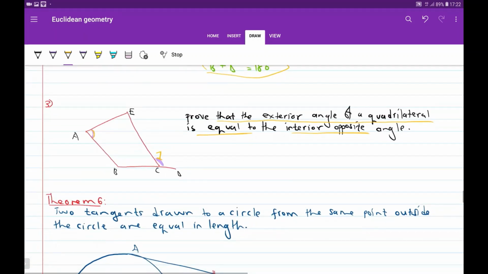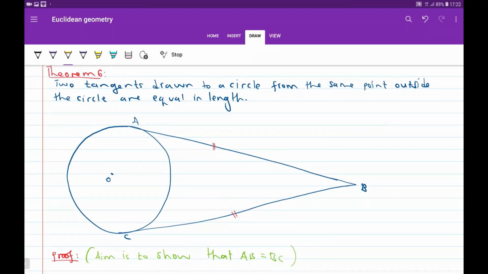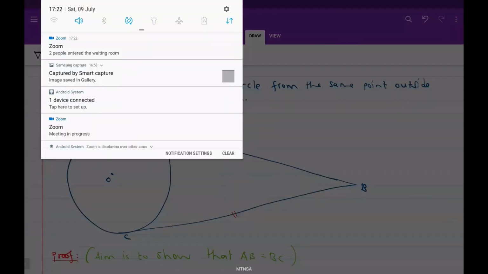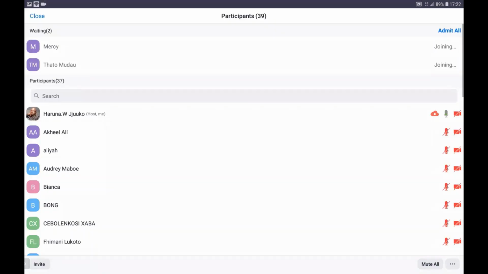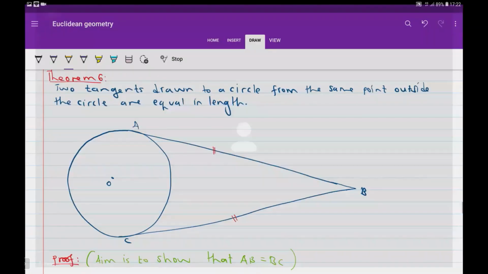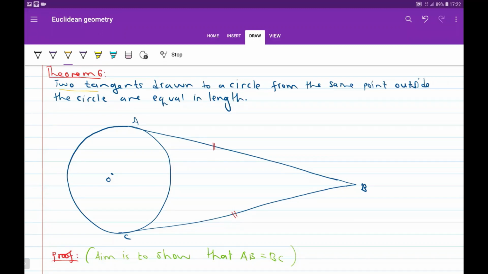Let's go to theorem number 6. Theorem number 6 is about the tangents drawn from the same point. Two tangents drawn to a circle from the same point outside the circle are equal in length. So in other words, AB equals CB, because they are both tangents drawn from the same point B.